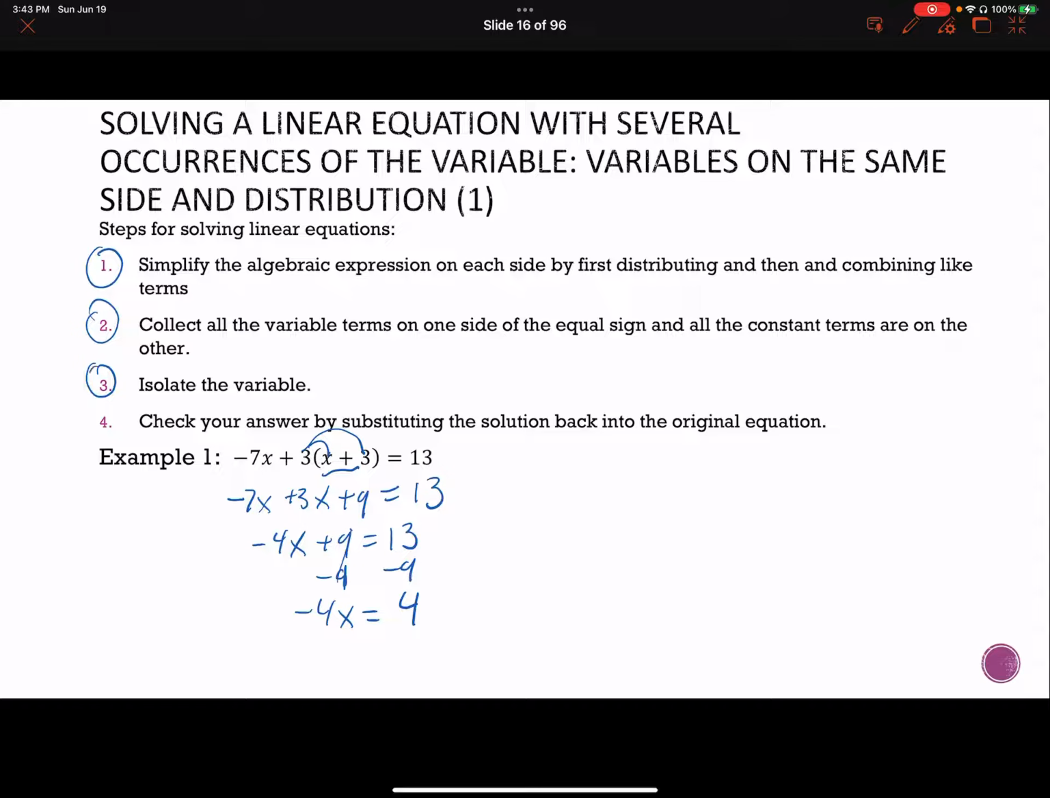Next, I need to isolate my variable. We like our x is lonely. I divide both sides by negative 4. X is 4 divided by negative 4, which gives me a negative 1. And again, I'm not going to do that in this video, but you should definitely check your answer, especially if you think you might have made a mistake.